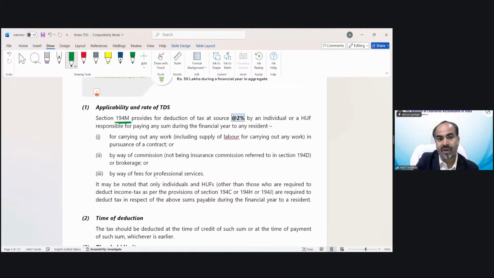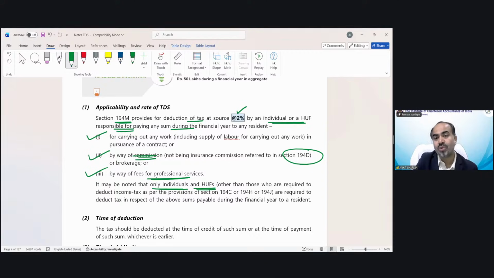Applicability: section 194M provides for deduction of tax at source at 2% by an individual or a HUF responsible for paying any sum. So the sum is for contract purpose, or brokerage or commission, which is section 194H, and by way of fees for professional services only. It may be noted that only individuals and HUFs who are not covered under section 194C, H, and J are required to deduct TDS under section 194M.